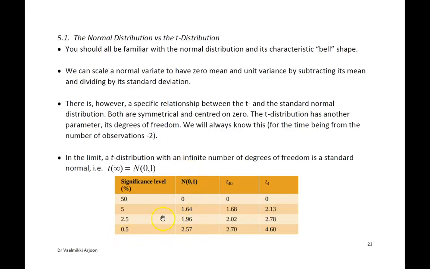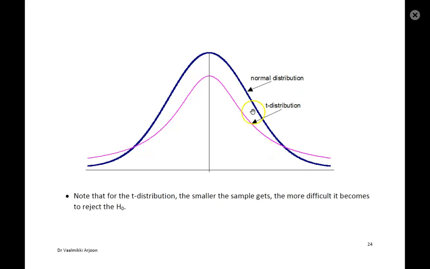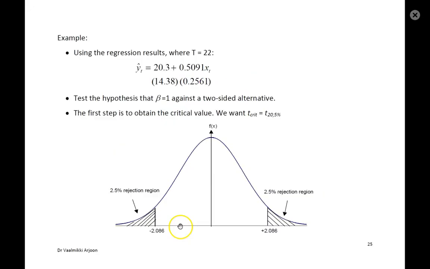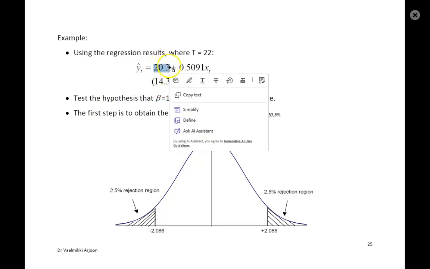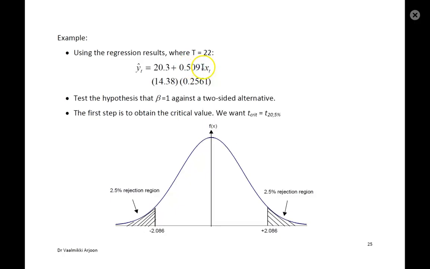In practice, we rarely go with the normal distribution here, especially for OLS, ordinary least squares. Both are bell curves, but the normal distribution peaks higher than the t distribution. For the t distribution, the smaller the sample gets, the more difficult it becomes to reject the null hypothesis. So we're using the regression results that we had before, where this is your alpha estimate and this is your beta estimate, and this means that a 1 unit increase in x causes y to increase by 0.5. The numbers at the bottom in parentheses are your standard errors.